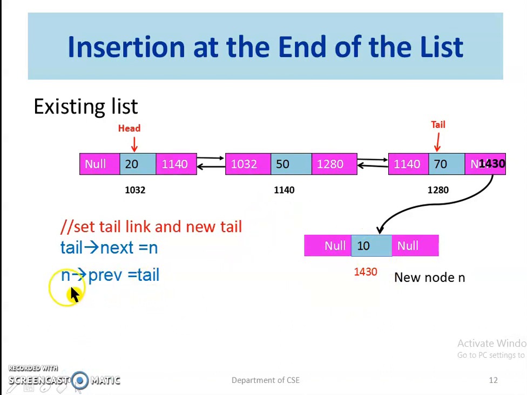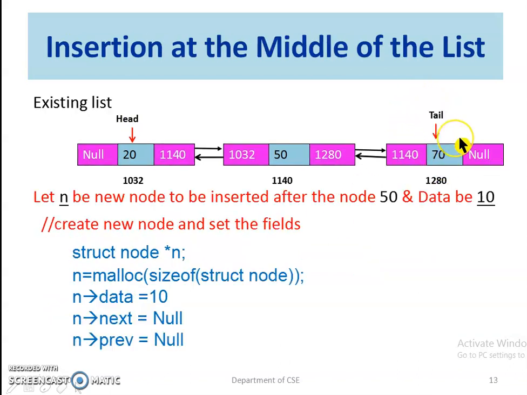Then make the previous pointer of n point to the tail node by setting n.previous is equal to tail. By this, the previous field will get the value 1280, which is the address of the tail node. Now, set the new tail to point to n. Observe what happens. Thus, the insertion is done.